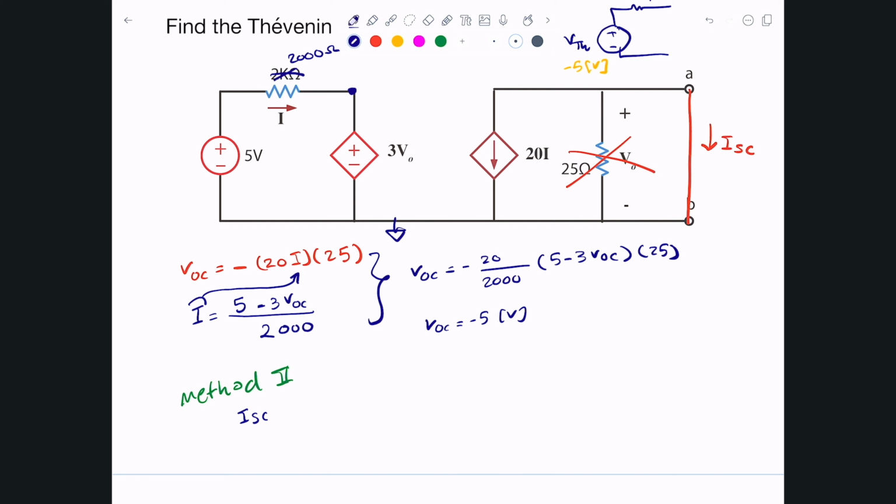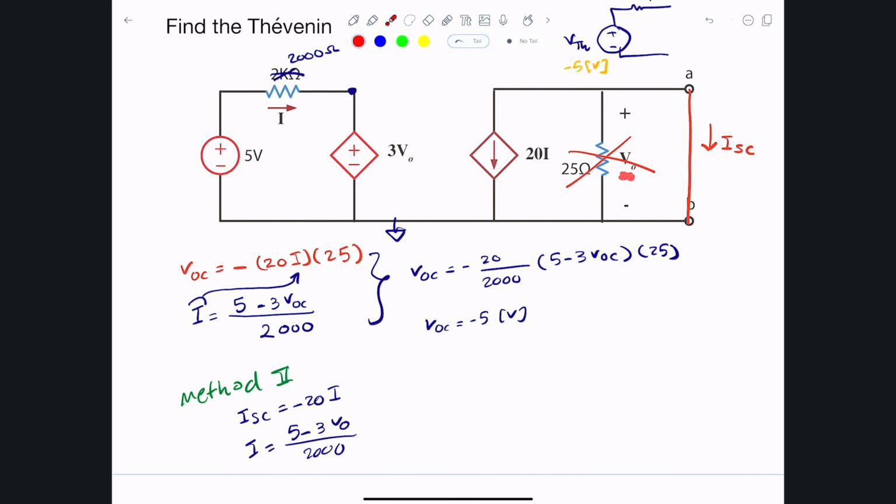So the value of I short circuit is negative 20 times I, because this current source is flowing in the opposite direction. That's why we put the negative. So you need to find what I is. I is here, and we found it a few seconds ago. It's the same, nothing changed. That is basically 5 minus 3V open circuit, well, it's not open circuit, it's V naught this time, over 2000. And actually, what's the value of V naught?